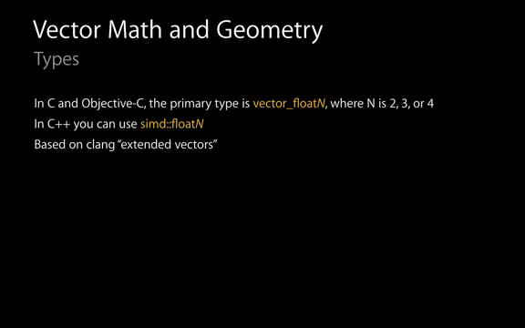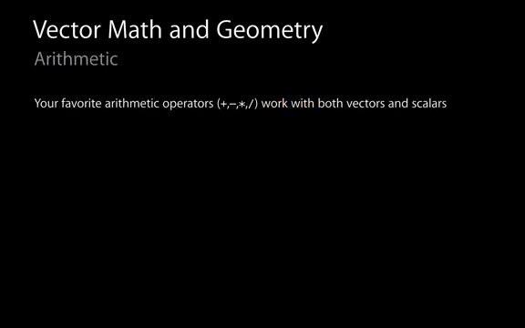And these are based on a Clang feature called extended vectors, and that gives us a lot of functionality for free that made writing this library really pleasant. So first off, arithmetic on vectors pretty much just works. You can use all your favorite arithmetic operators on vectors and on scalars. Everything is nice. It makes your code easy to read, and I'm going to show you another example of that right now.